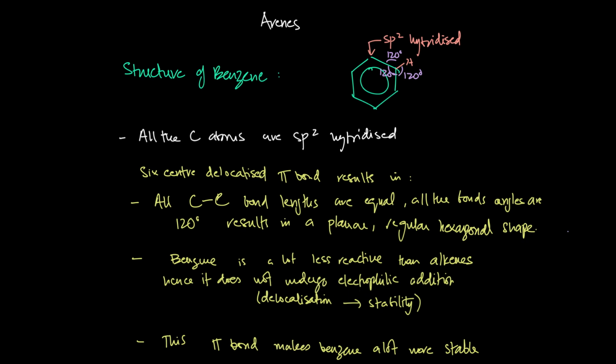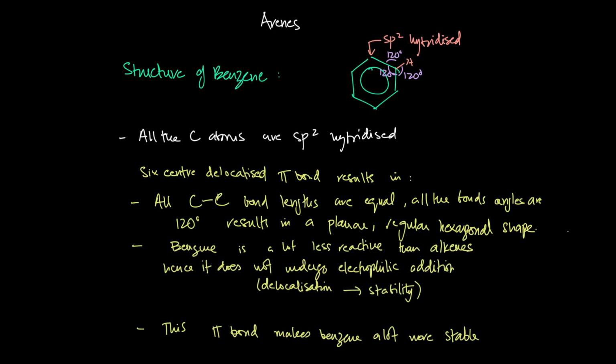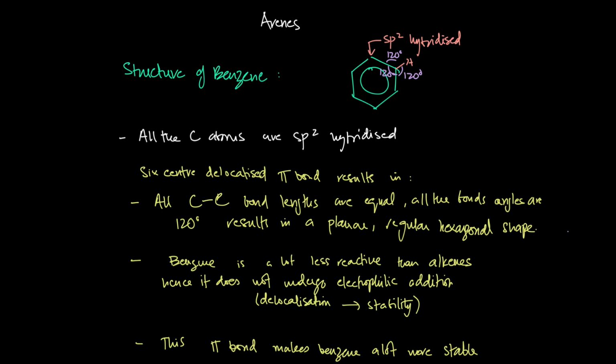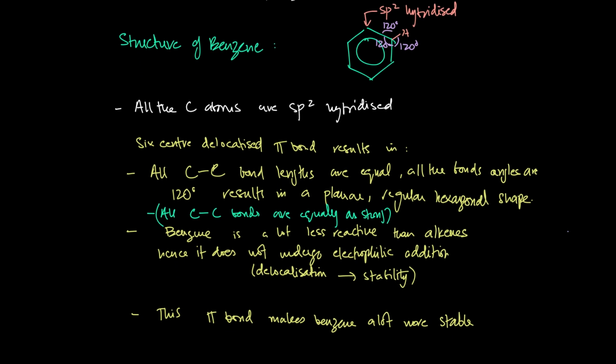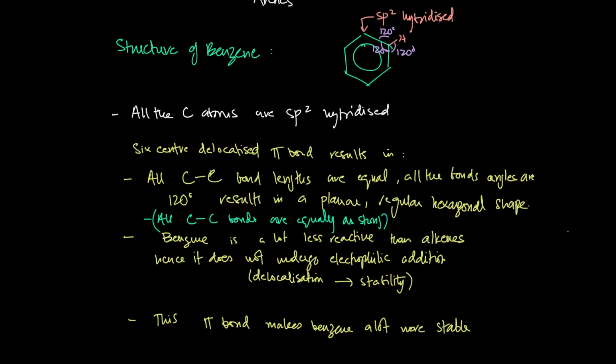And we can also say, because of delocalization, that all the carbon-carbon bonds are equally as strong. That's not really a commentary on the structure, but rather on the fact that because they're identical bonds, they're also all equally as strong. So this is really the description of benzene and its structure and properties. And obviously we can also say that this pi bond makes benzene a lot more stable than expected.